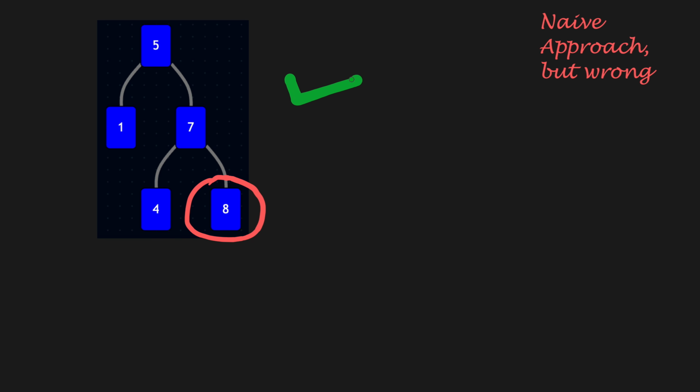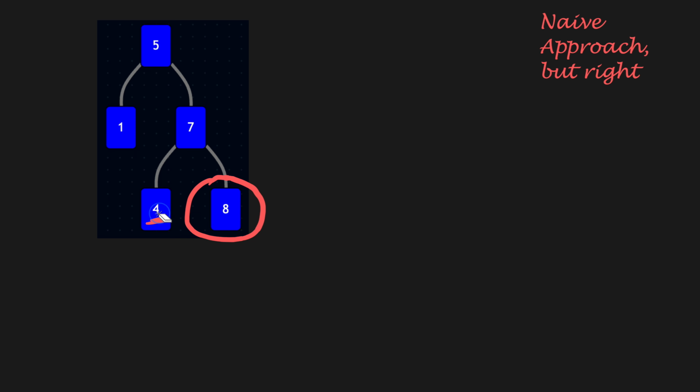But is this tree a binary search tree? And the answer is no, as node 4 is in the right subtree of root 5, which means it must be greater than node 5, but it is not. So this rule is broken. So this approach only ensures that a node is valid with respect to its immediate children and not its grandparents and ancestors, and misses the big picture.